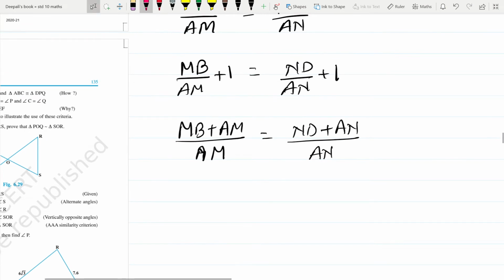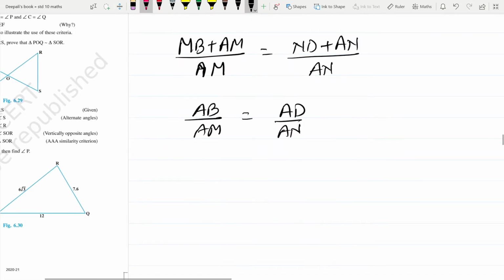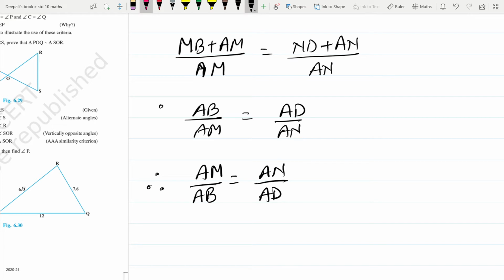Now we know that MB plus AM is equal to AB, so AB upon AM. Same way, this is AD upon AN. If I apply the law of invertendo again, we obtain the required result: AM upon AB is equal to AN upon AD. This is our required result. Hence it is proved.